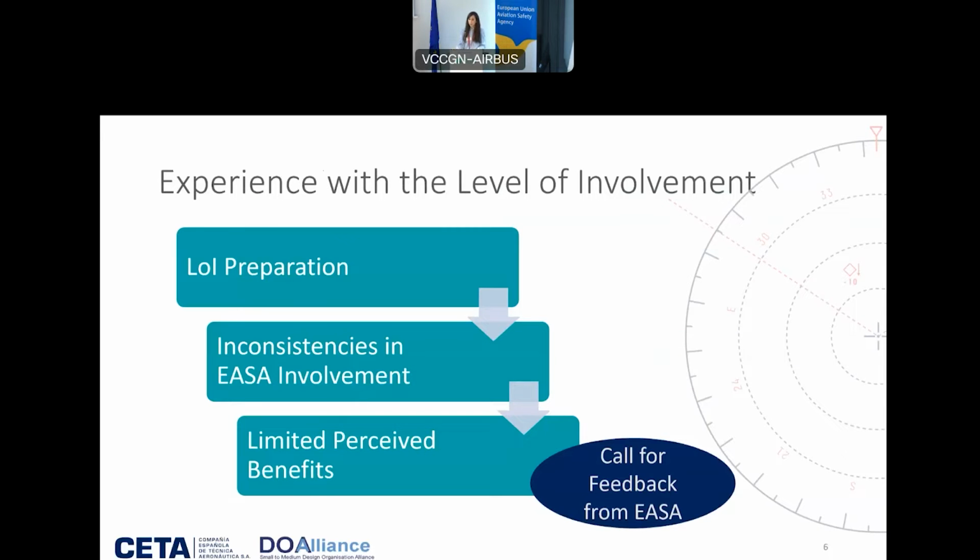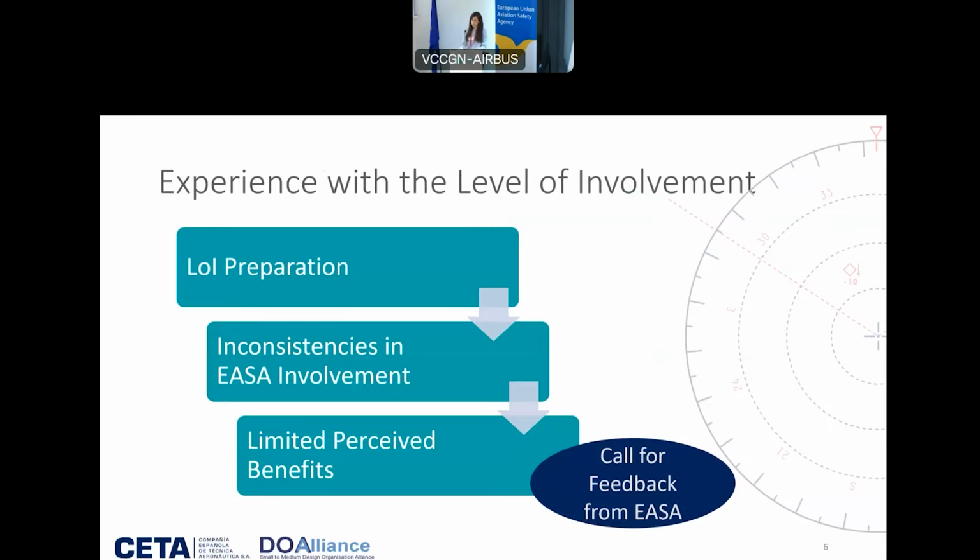Okay, so now let's turn to the next point, which is our experience with the level of involvement, because I want to share some observations and concerns regarding how we use the level of involvement as part of our certification program. Low preparation. We consistently prepare the level of involvement as part of our certification program without adding significant effort.